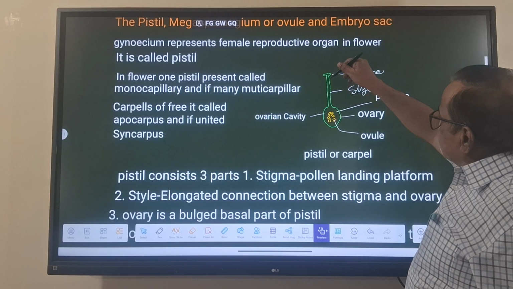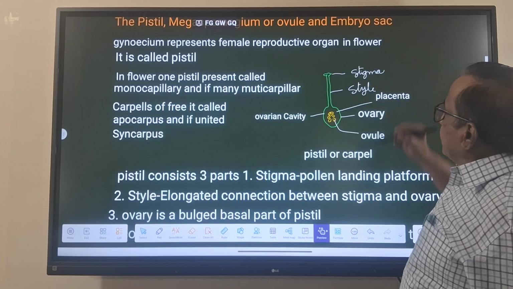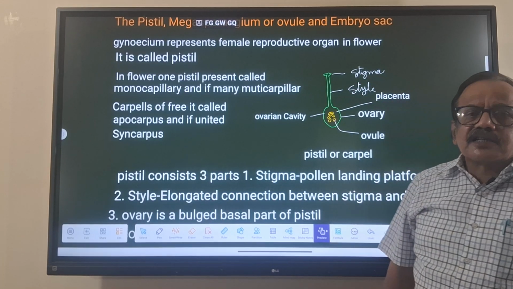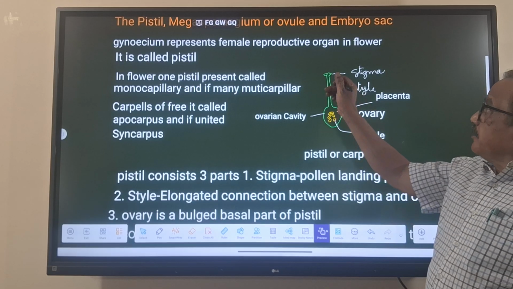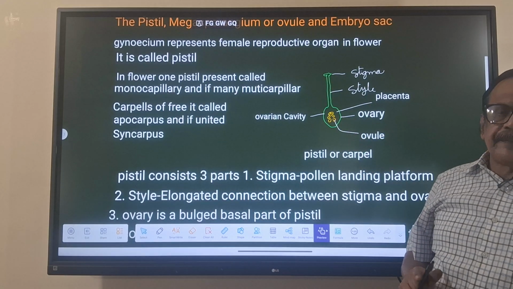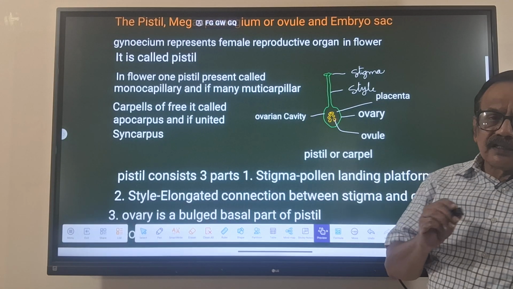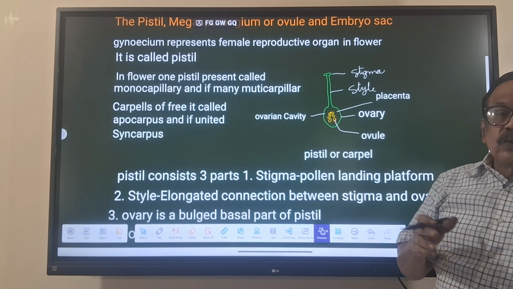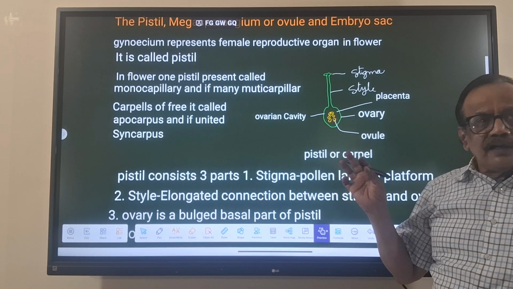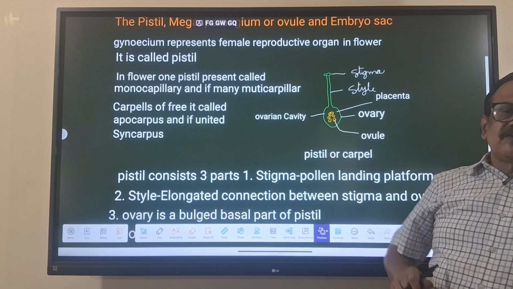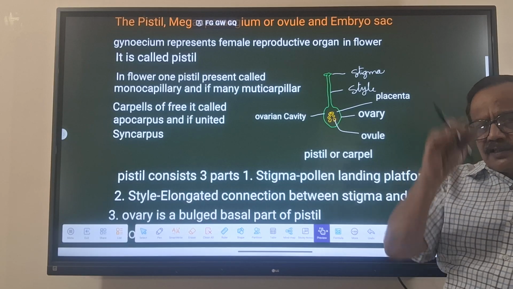There is a slender, filament-like structure present between the stigma and ovary, called the style. The style is an elongated part present between the stigma and ovary. Like the anther, the style facilitates receiving of pollen grains and is helpful for pollination. I will discuss those things lastly.